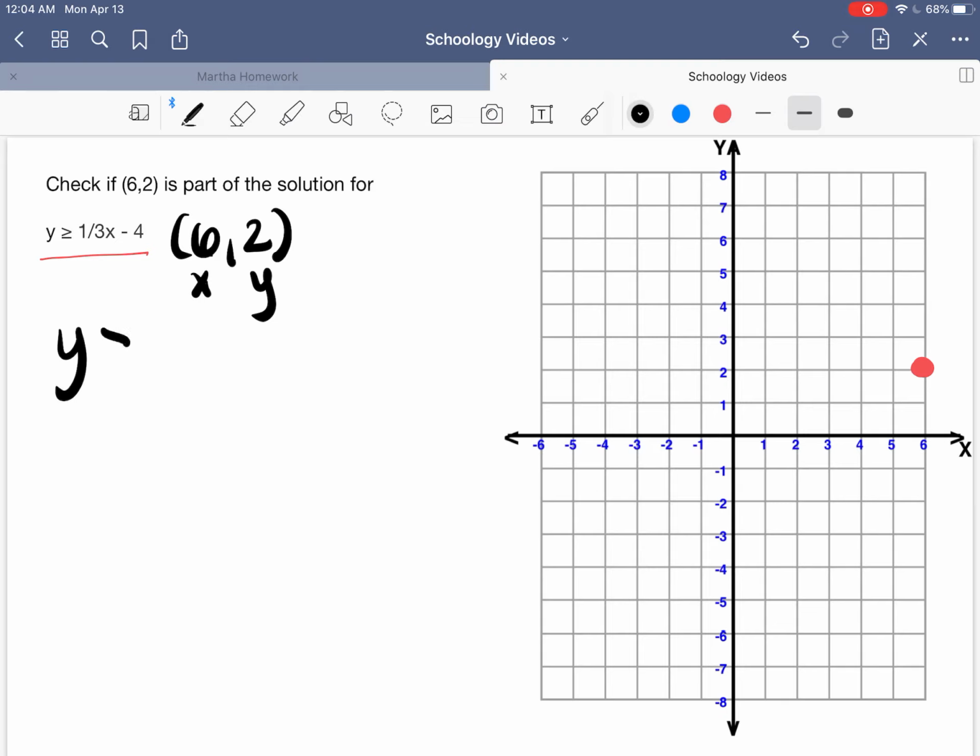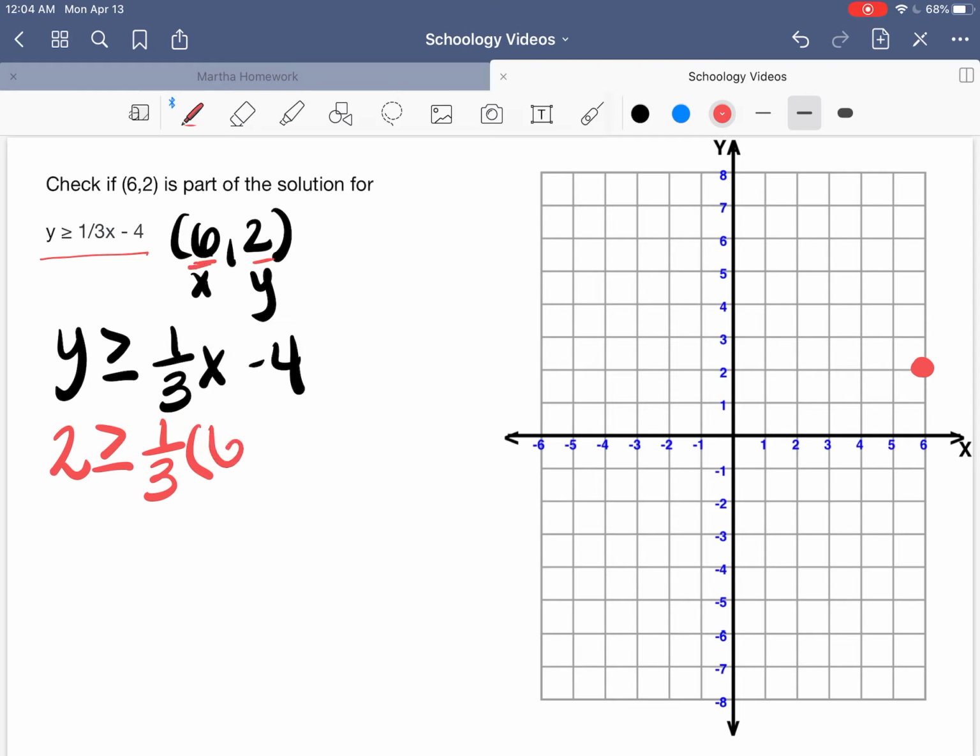So you're given the equation y is greater than or equal to 1/3 x minus 4. So where I see a y, I'm going to replace it with 2. Where I see an x, I'm going to replace it with 6. So here I'm going to write 2 is greater than or equal to 1/3, and instead of an x, I'm going to put in a 6, minus 4. We're checking if 2 is greater than all of this right here.